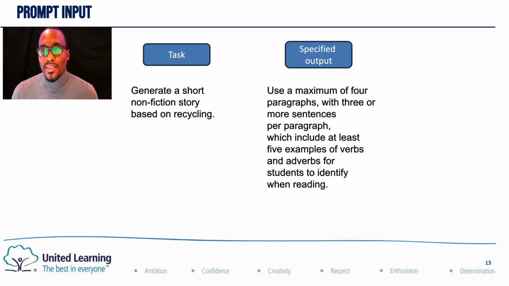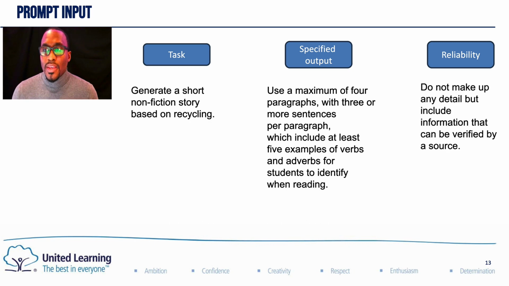So this is useful for somebody who is teaching an English lesson, and it is honing in on the learning intention for that lesson, which is a focus on verbs and adverbs. We could also, to ensure that the information that's given is reliable, ask the AI specifically to not make up any detail and to include information that can be verified by a source.